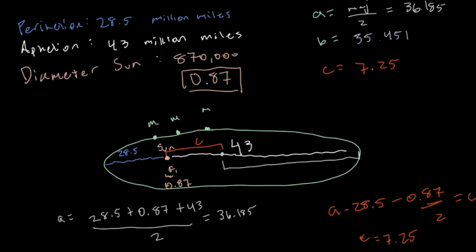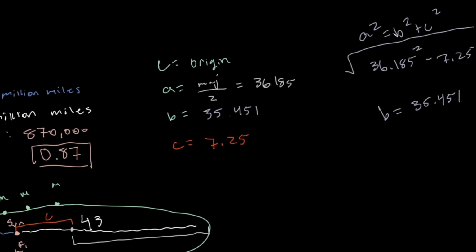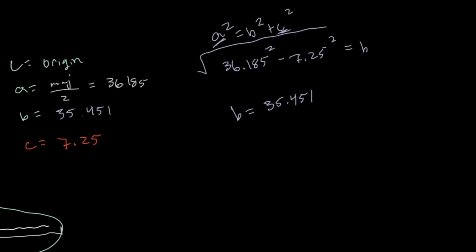Subtract C from A? No, we had C. We were using C to find B. So in this Pythagorean theorem, we have A, we have C, we're looking for B. Does that answer your question? Cool, wonderful. So we have A, B, and C. We have everything we need. Let's go ahead and write the equation and find the eccentricity. B is 35.451. We found that with the Pythagorean theorem after we knew A and C.